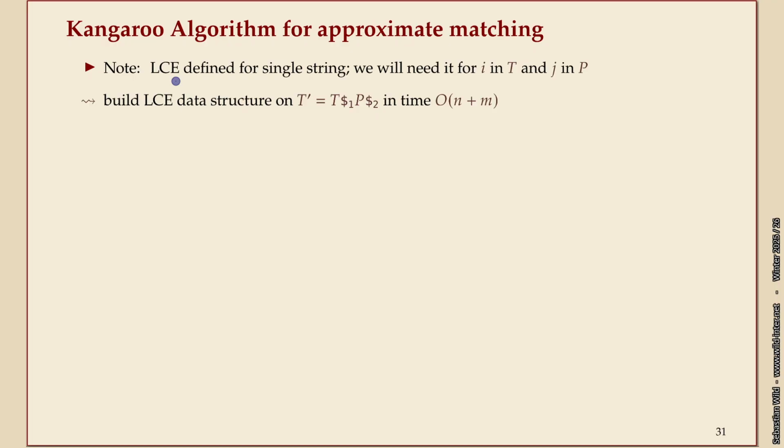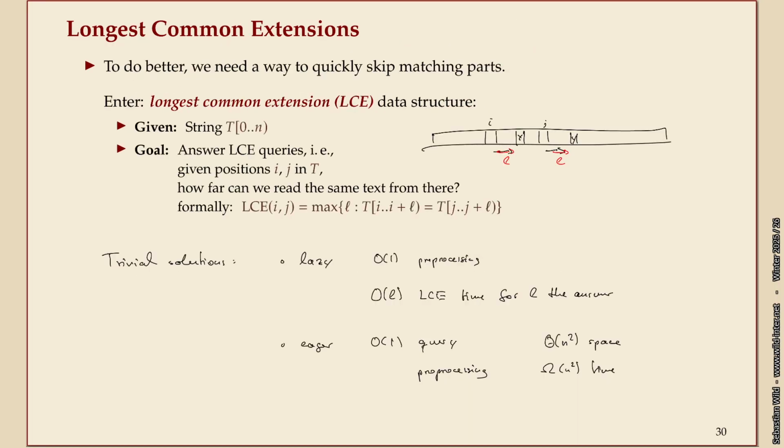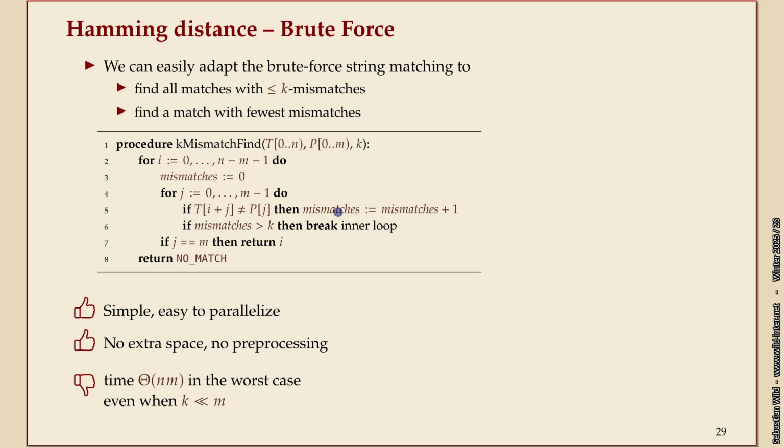LCE, as I defined it, is on a single string. So there's one text, and I can have 2 positions in that text, and then I can say how many characters are common from there on. If you think about the brute force algorithm for this inexact string matching, we really can't do anything about the mismatching part, but if I have several characters that match, I could use an LCE query to jump over those. That's what we're going to do. That's what the kangaroo jumps are. But for that, we need 1 position in the text and 1 position in the pattern, and do LCE queries across the 2 strings.